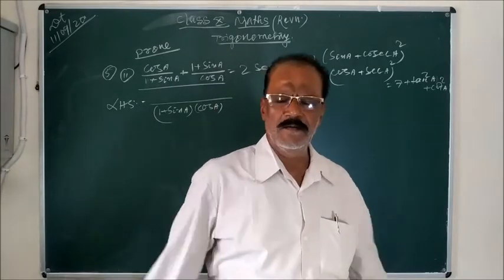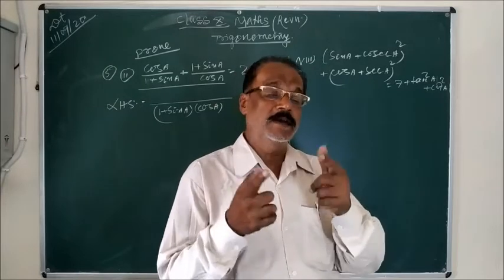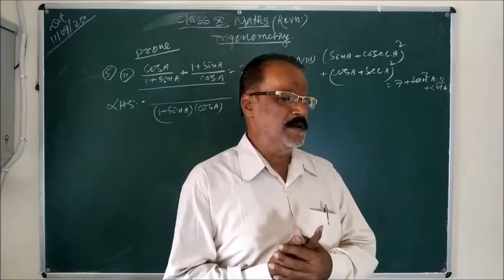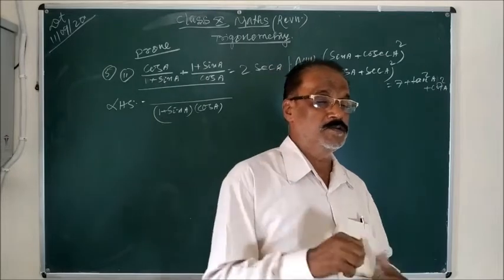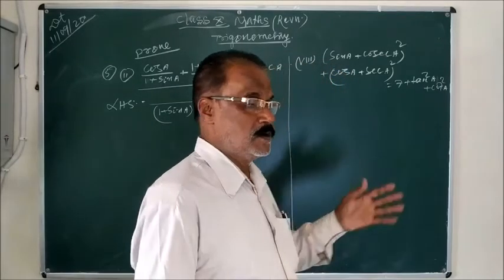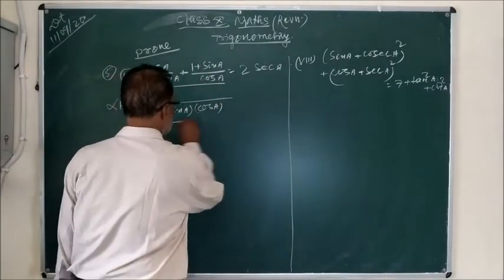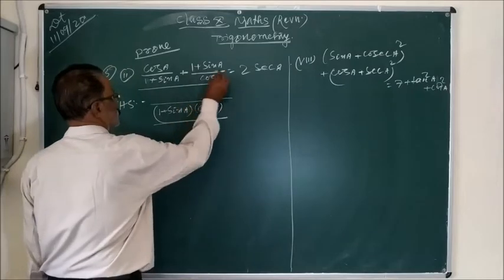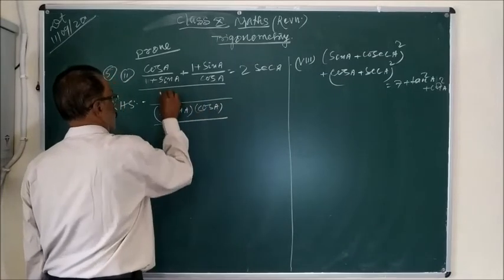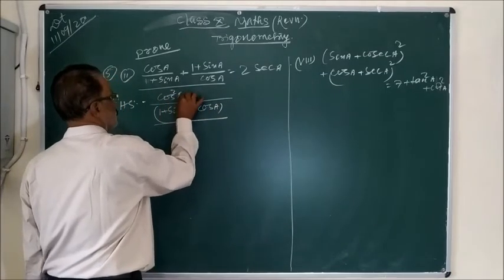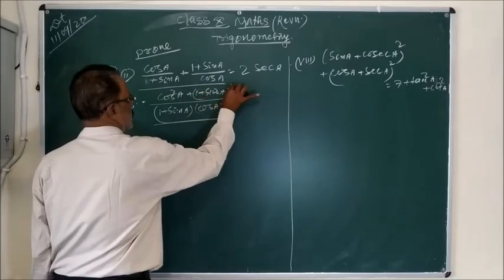I say only one thing: the more questions you solve, the more ideas you will learn. So it cannot be explained in theory that you have to use this formula, you have to find the LCM, you have to rationalize the denominator, all these things. So this is the LCM, and as you simplify the fraction, this will be cos squared A, and this will be 1 plus sin A whole square. This must be understandable.